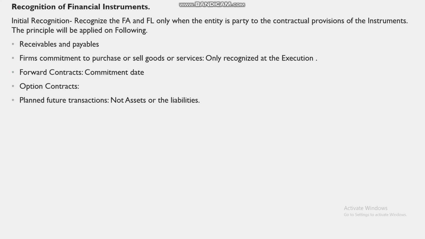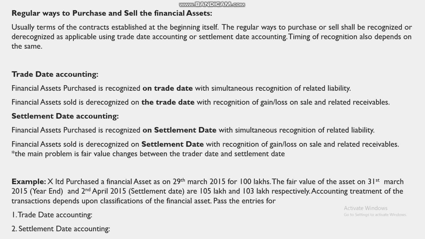Fine. Then about forward contracts, at the commitment date itself, we should recognize them as a financial asset or financial liability. About option contracts, only if it comes under the standard should we consider it here. And planned future transactions. This is just a planned one. It is not implemented. That's why we are not going to consider it in financial assets or financial liabilities. On this basis, let's analyze.